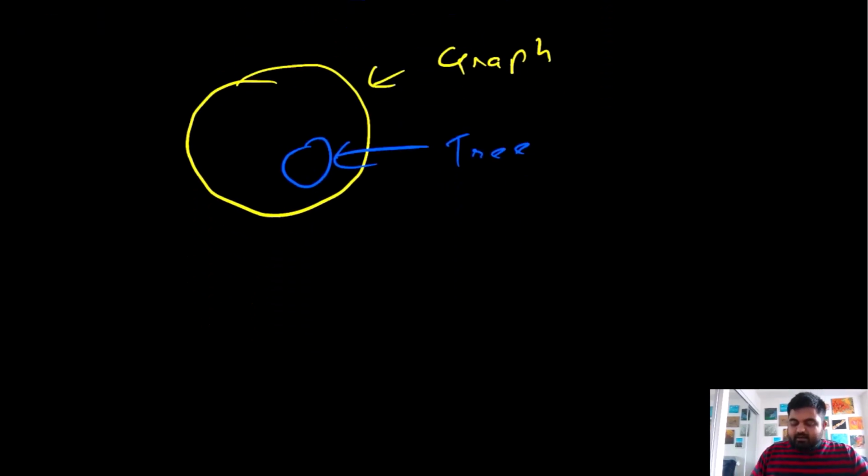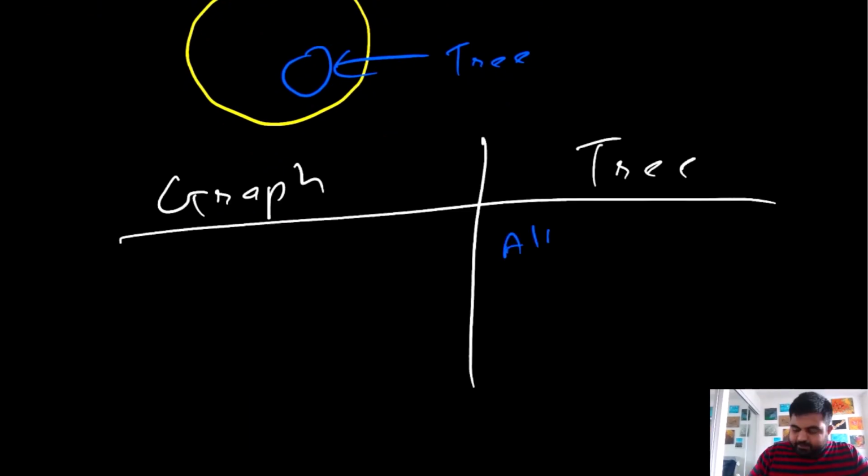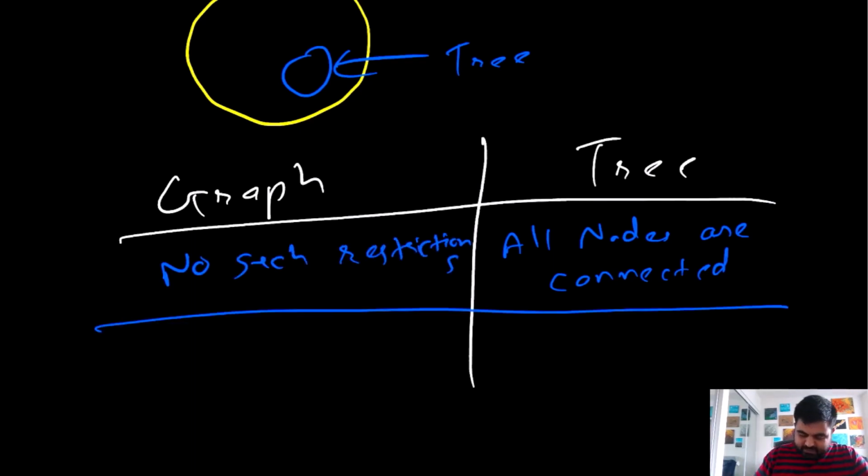Now what are the differences between a graph and a tree? Inside the tree, all the components are connected, or all the nodes are connected. There is no restriction for a graph that all the nodes should be connected. And the second difference is, inside any tree, we will never encounter any loops. So we can just say no loops. While inside a graph, there can be loops.